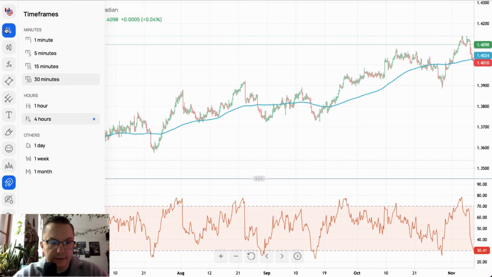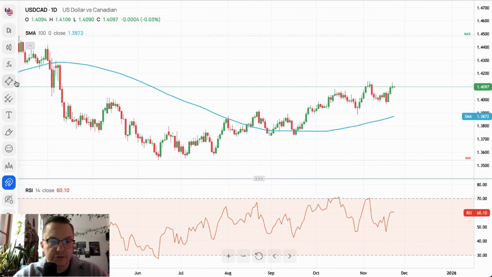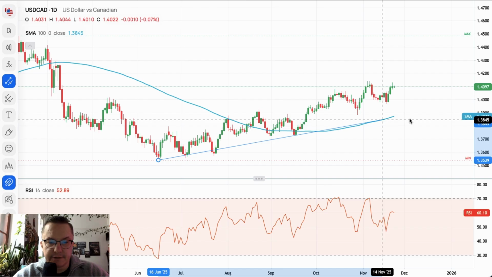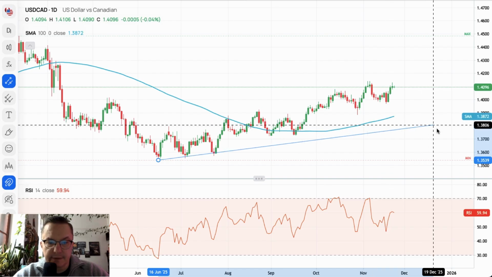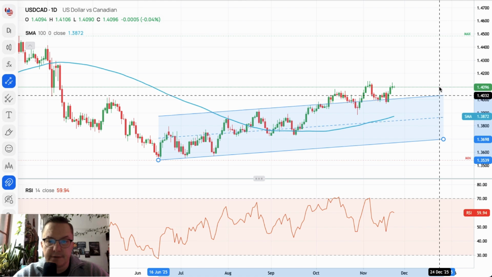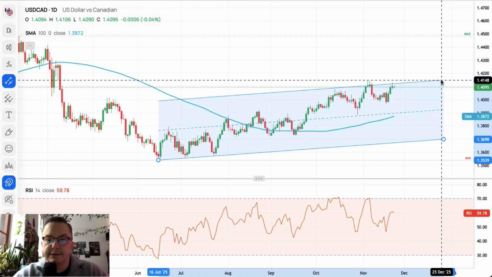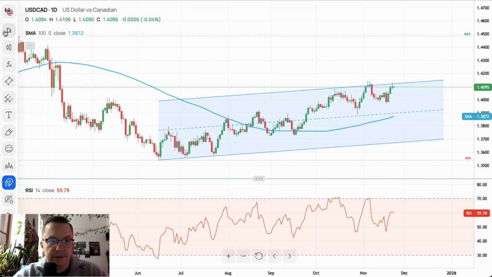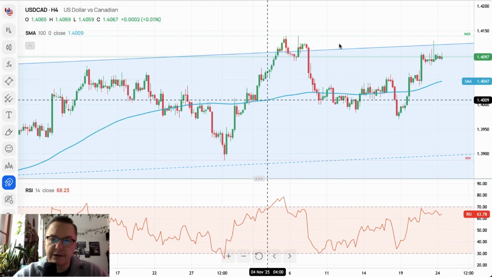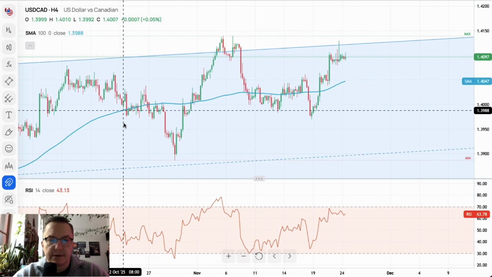If we switch to daily, let me switch to daily so I can place a parallel channel, so you can see that this market keeps moving inside of this channel. It's a little bit flat, nevertheless it's still working quite nicely. The market keeps moving inside of this channel, making higher highs, higher lows, occasionally breaking above one of the bands to the upside or to the downside.